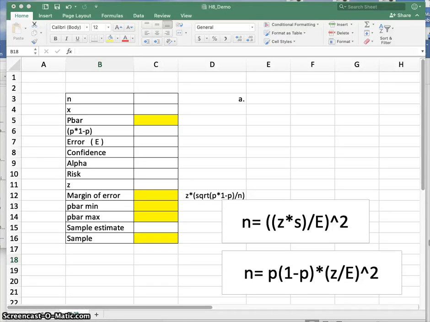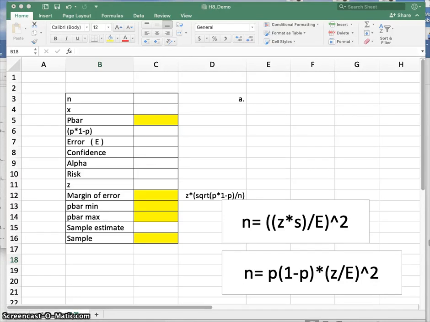It says I've got a sample of 162 companies. I'm surveying their financial performance. 104 of them beat estimates, 29 matched estimates, and 29 fell short. Okay, and part A says, what is the point estimate of the proportion that fell short?